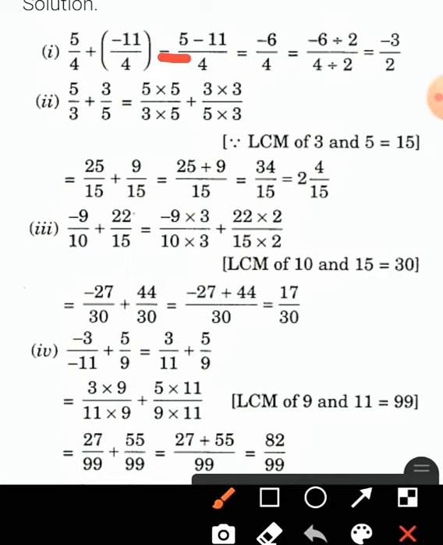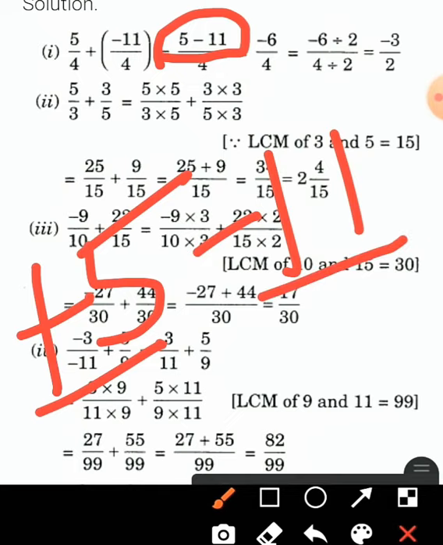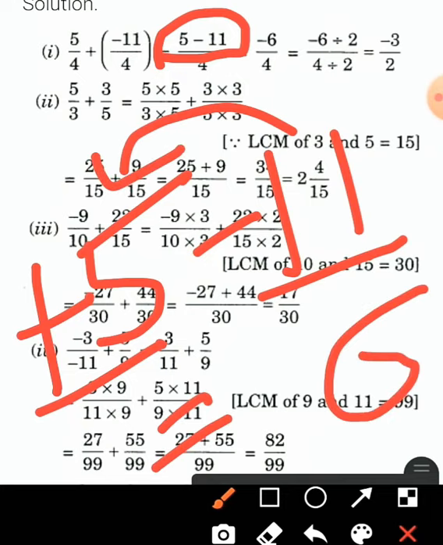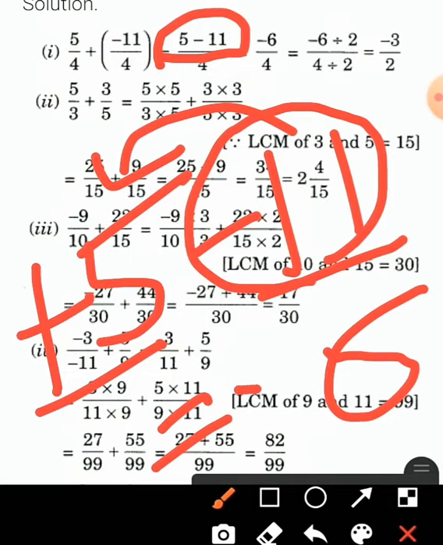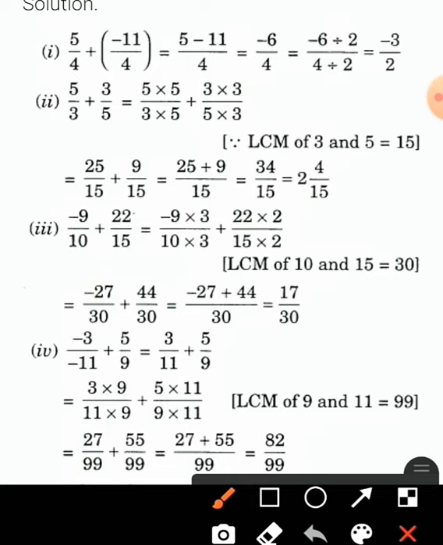Now what is 5 minus 11? We have done the integers chapter. This is positive 5 and this is minus 11. One number is positive and one number is negative. So what we will do? We will do subtraction. What is 11 minus 5? 11 minus 5 is 6. We will do subtraction, but we will keep the sign of the greater number with the answer. The greater number is 11 and the sign of 11 is minus, so the answer will be minus 6. Okay, so you need to be careful. Here we are applying integer rules. So 5 minus 11 will give you minus 6.